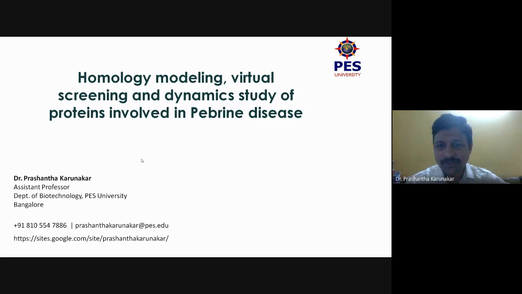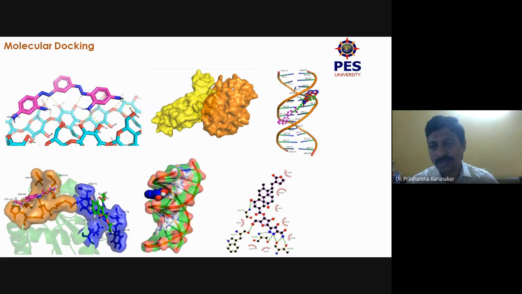Now, just to give you a brief introduction about what docking is, and the different types of docking one can perform, I have put up a screen showing the different types of docking that one can aim for or perform.